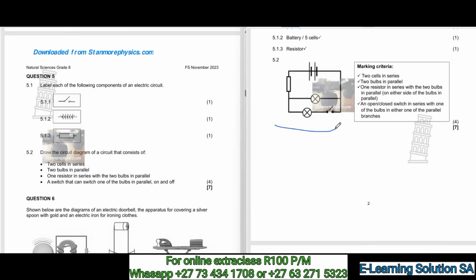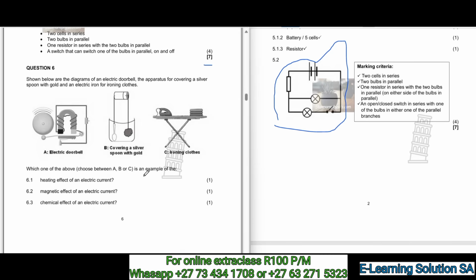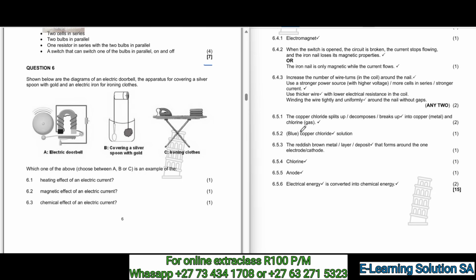So this is how your circuit should be drawn. You get 4 marks if you draw your circuit exactly like that, and it's 7 marks in this question, so you must be well prepared to get that 7, and not anything less than 7 marks in that question.